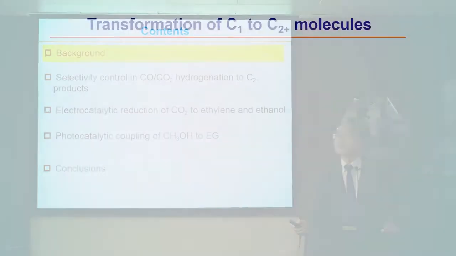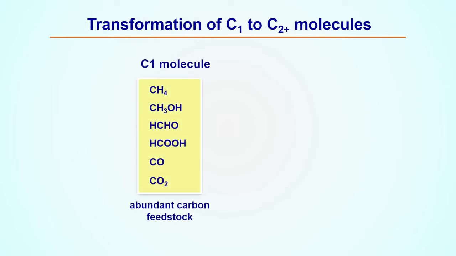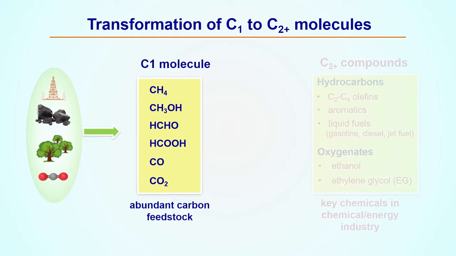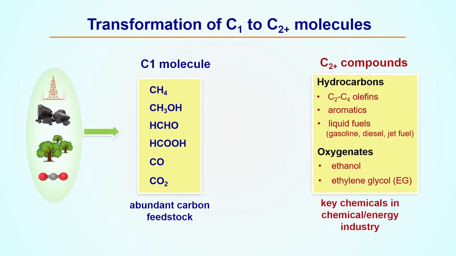First, background. C1 molecules, including methane, methanol, formaldehyde, formic acid, CO, and CO2 are abundant carbon feedstock that can be derived from various non-petroleum carbon resources, such as natural gas or shale gas, coal, biomass, or even carbon dioxide. On the other hand, the multicarbon compounds, that is C2+ compounds, including hydrocarbons such as the lower olefins, aromatics, liquid fuels, and oxygenates such as ethanol and ethylene glycol, are key chemicals in the chemical or energy industry.